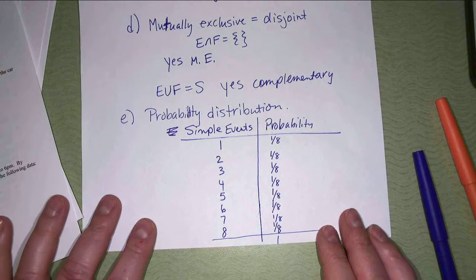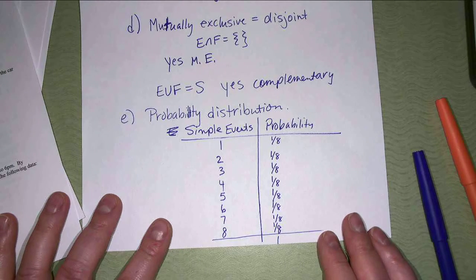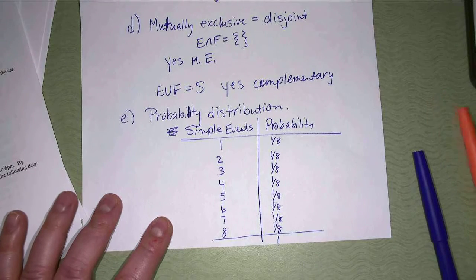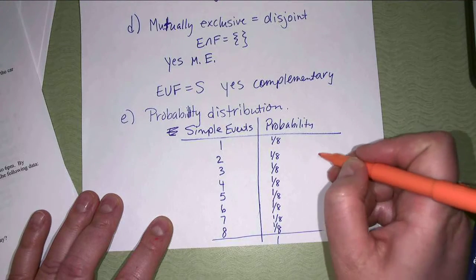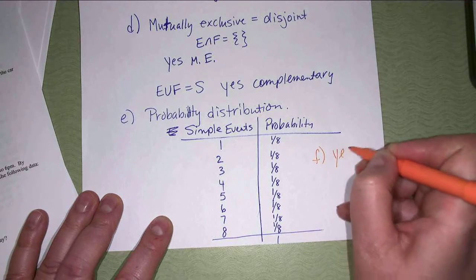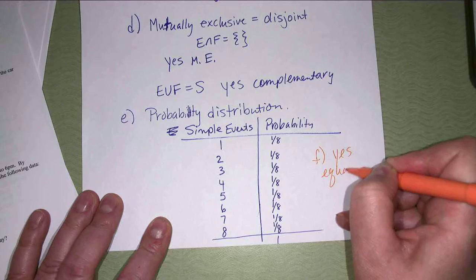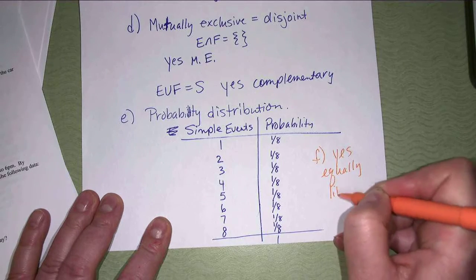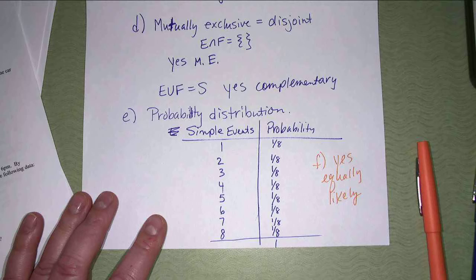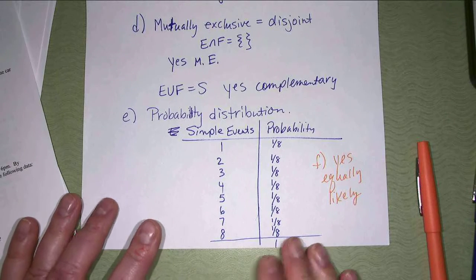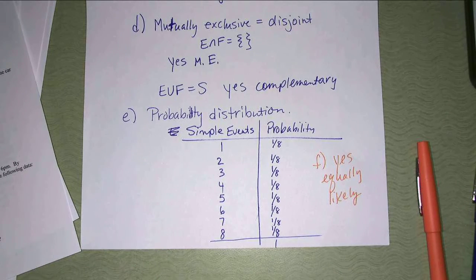And then, are the simple events equally likely? We don't really even need to define that, it's just, are they all equal? You will see some that aren't equally likely later.